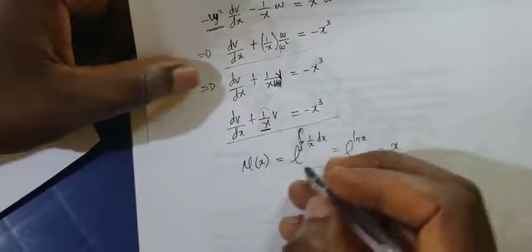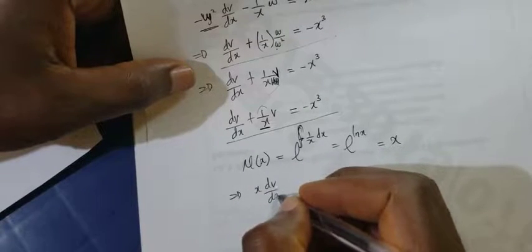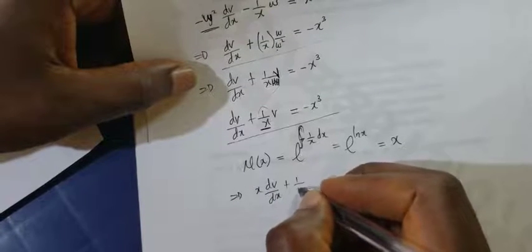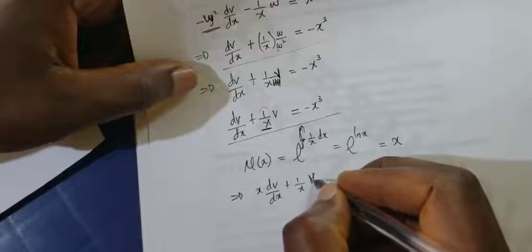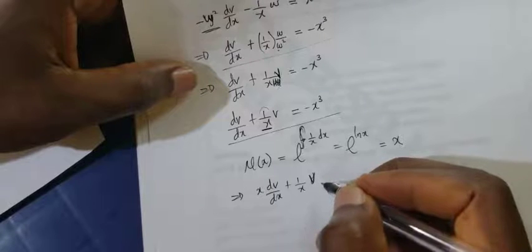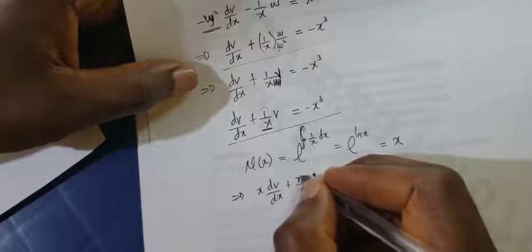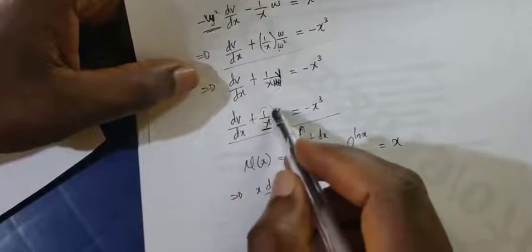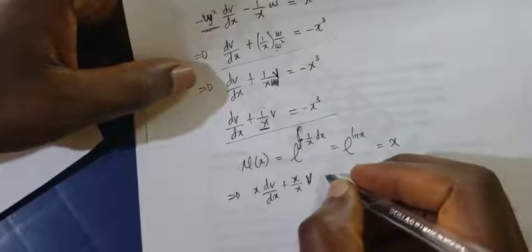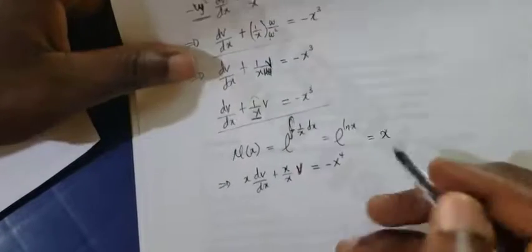When we multiply this through by x, we're going to have x dv/dx plus 1 over x v, okay, 1 over x v multiplied by x. So I'm multiplying through by x, so x is multiplying this, x is multiplying this, is equal to minus x raised to power 4. You know, I'm multiplying this by x also.